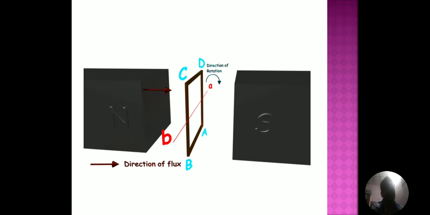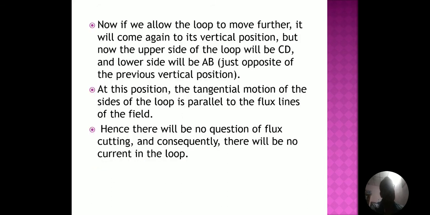Now on further rotation, this rectangular frame, if further rotated, the conductor AB will be in the downward position and the conductor CD will be in the upward direction. Now the upper side of the loop will be CD and the lower side will be AB. At this position, the tangential motion of the side of the loop is parallel to the flux lines of the field. Hence, there will be no cutting of flux. When there is no cutting of flux, there will be no current in the loop.